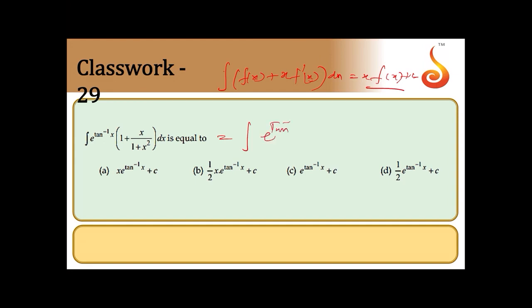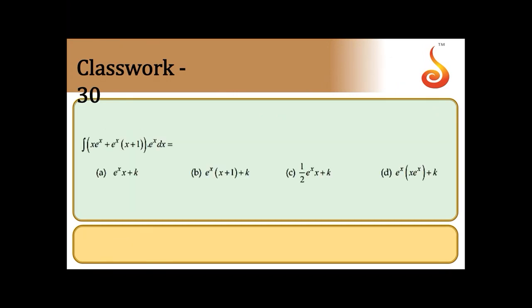Integral e power tan inverse x is f of x, keeping x as it is. The derivative of e power tan inverse x is e power tan inverse x, and tan inverse x derivative is 1 by 1 plus x square dx. Therefore, f of x plus x into f dash x is nothing but x into f of x. So the answer is x multiplied by e power tan inverse x plus constant. So the answer is the first option.